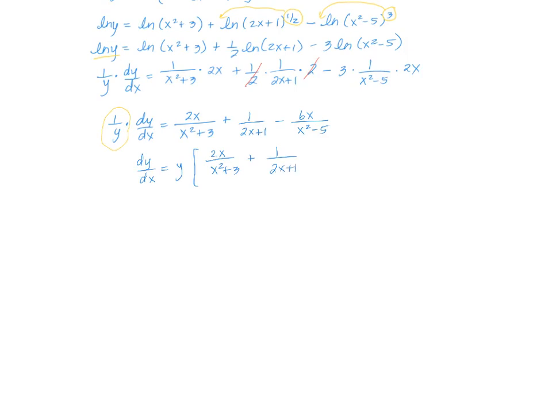But then we have the derivative is supposed to be with respect to x. But we have this y here. So we need to replace that y with the original value of our function, which would be the x squared plus 3 times the square root of 2x plus 1 divided by x squared minus 5 cubed. And then all of this is going to be times the 2x over x squared plus 3, sorry.